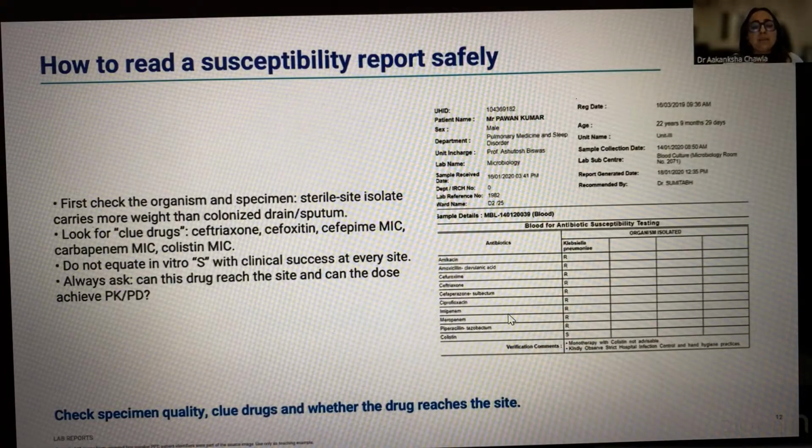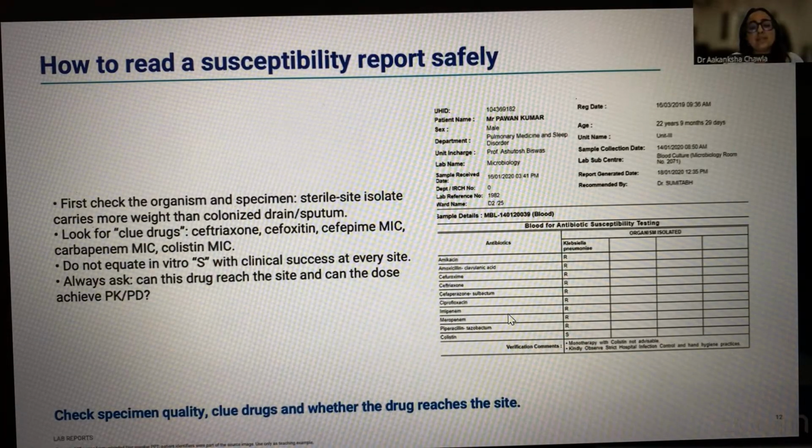So you send the sample and you get the report. How would you actually interpret or understand it? First and foremost, look at the specimen, the site from where you sent the sample, and then the organism. A sterile site isolate would carry more weight than a colonized drain or a sputum sample. Then drug clues: ceftriaxone, cefoxitin, cefepime MICs. Look at the carbapenem MIC and colistin MIC.